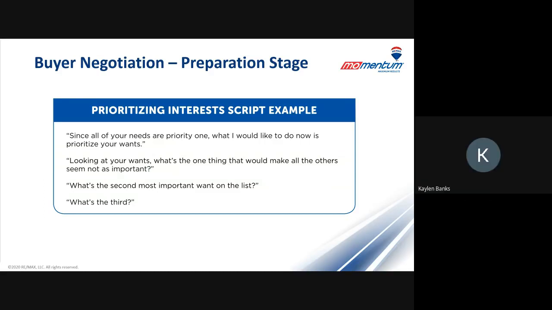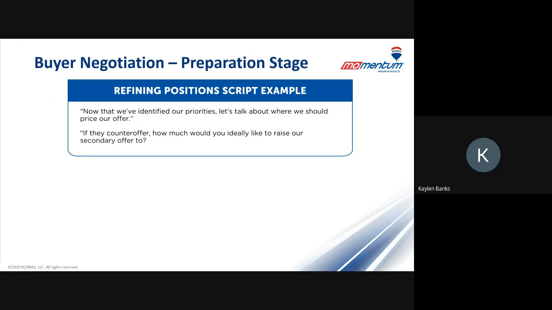Next, you're going to determine, based on their priorities, how they should price or counter offer. It's important to not only have this conversation, but also to be the educator in case it happens. Remember that objections can be overcome when talking about things ahead of time. When you're ready for the refining stage, try a script like this. Now that we've identified our priorities, let's talk about where we should price our offer. If they counter offer, how much would you ideally like to raise our secondary offer to? Something along those lines. It's real basic, but also very powerful.